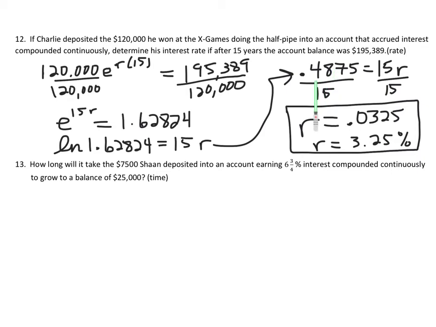We get that this ln of 1.62824 in the calculator gave us 0.4875. And then we divide by 15 to get R. So our interest rate ends up being 0.0325, or we could say 3.25%. So unless the problem specifically asks you for the type of rate, whether decimal or percentage, either one of these answers would be correct.